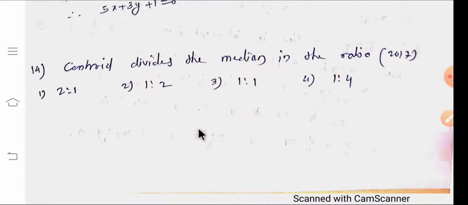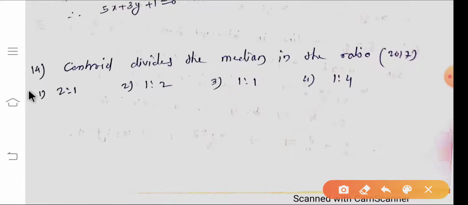Next, this is the formula. Centroid divides the median in the ratio 2:1, 1:2, 1:1 and 1:4. So the first option is the right option. Centroid divides the median in the ratio 2:1.